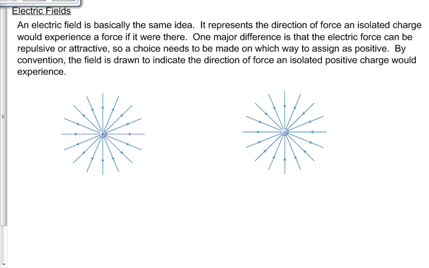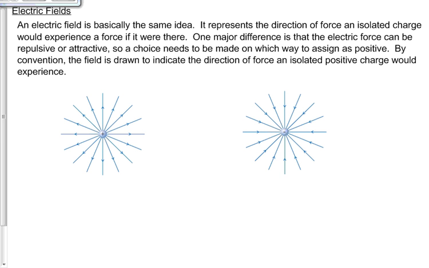Electric fields are the same sort of idea, but the only difference, of course, is that now we're dealing with charges as opposed to masses. So we're going to be talking about an isolated charge as opposed to an isolated mass, and in which direction and with what magnitude a charge would experience a force. But the difference is that electric forces are attractive or repulsive, as opposed to gravitational force, which is just attractive. So we have to decide on a direction or a charge to be positive. It certainly is an arbitrary choice, as I talked about last time, but by convention, the field is drawn to indicate the direction of force an isolated positive charge would feel.